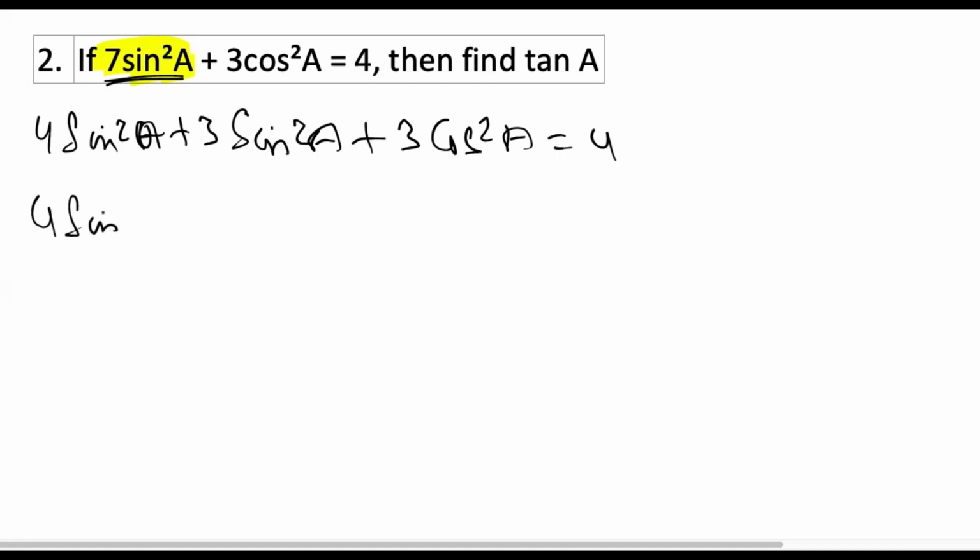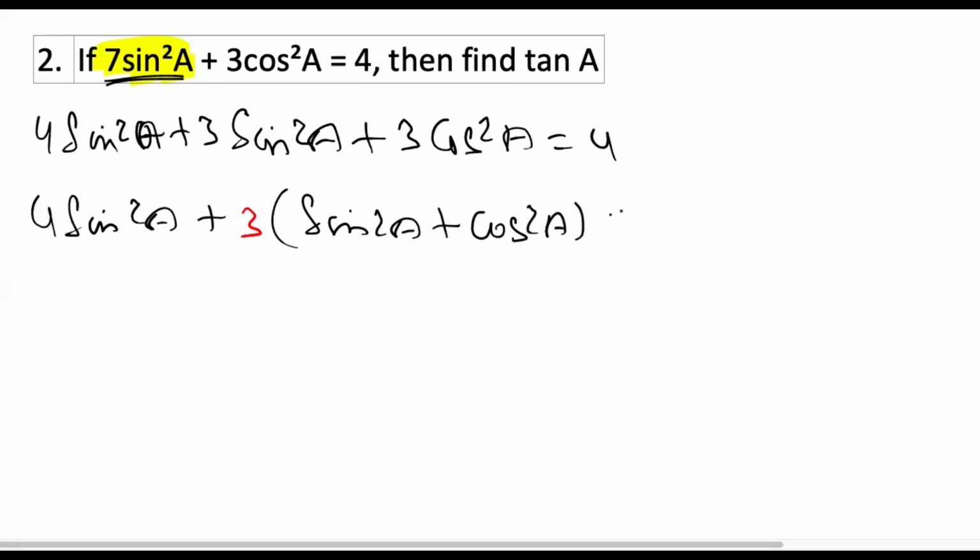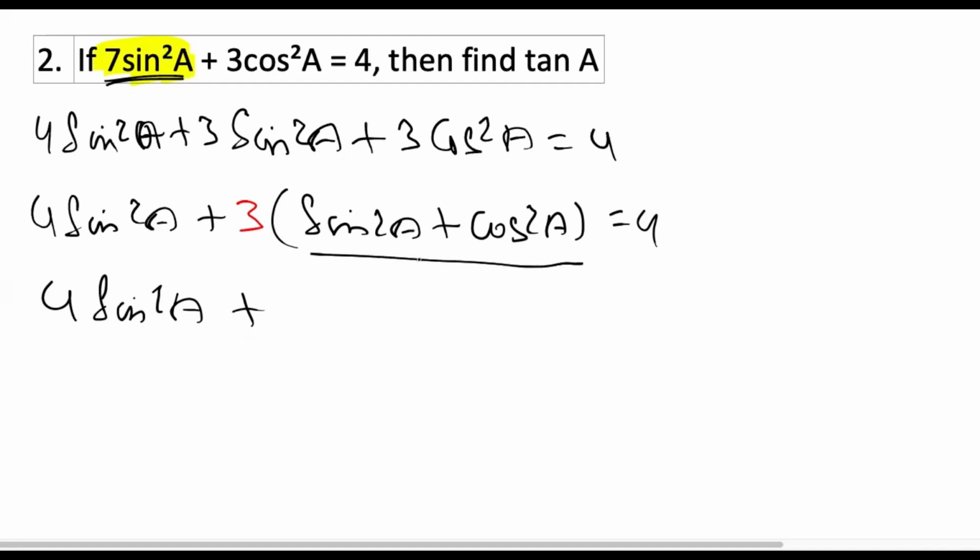So continuing with the same idea, I can take 3 common from here. This is 4 sin square A plus 3 times sin square A plus cos square A is equal to 4. Now check here, sin square plus cos square is what? That is 1, and 3 multiplied by 1 is 3. So we are going to get 4 sin square A plus 3 is equal to 4.